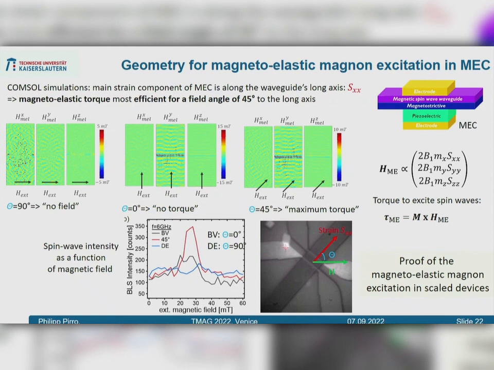And if it would be simply an inductive excitation, these 2 geometries, the Damon-Eshbach and the backward volume, so 0 and 90 degrees, they would be also very efficient. But in fact, with the magnetoelastic excitation, you see only under 45 degrees between these 2, you get an efficient excitation, which really proves that there is not a leakage current which really runs our system and creates our spin waves. So this is principally the proof of the magnetoelastic magnon excitation in the scaled device.